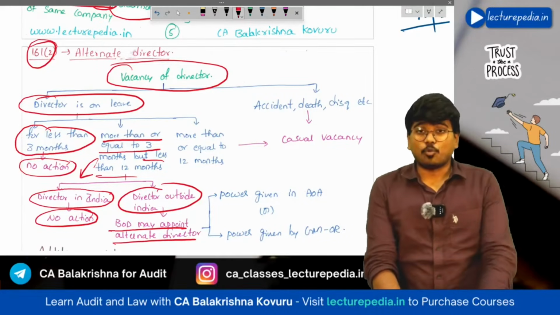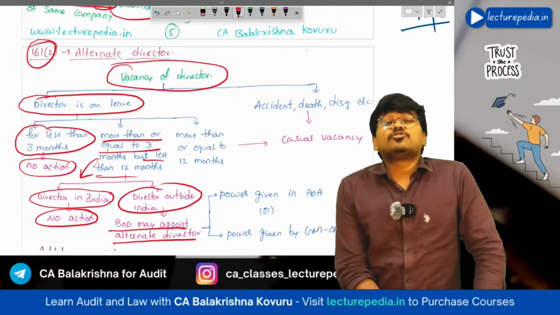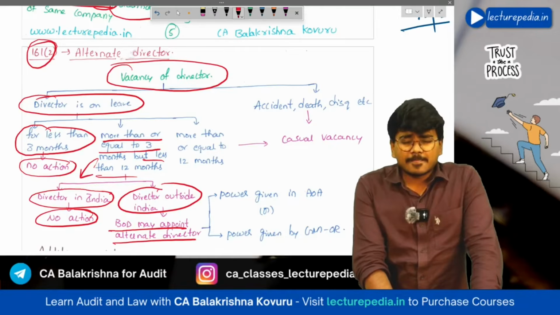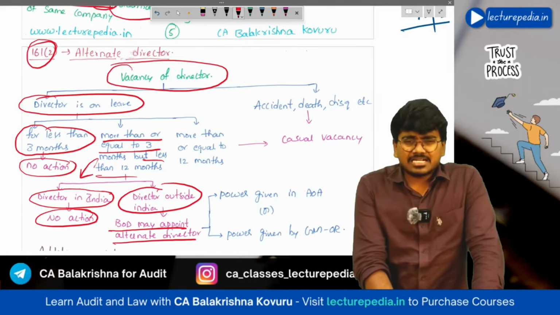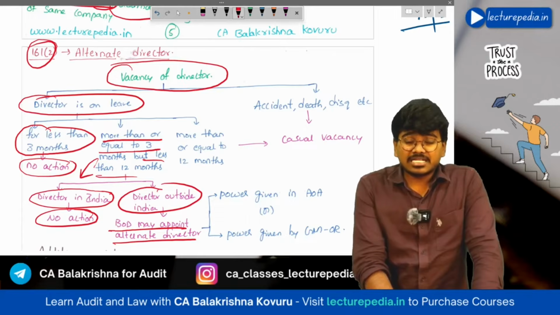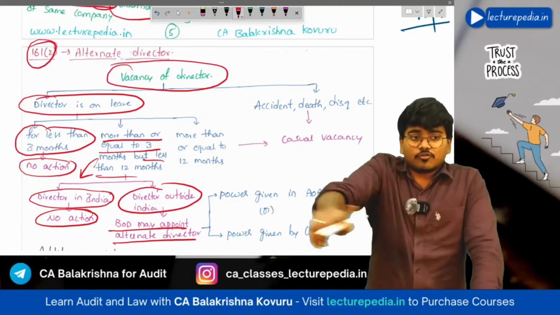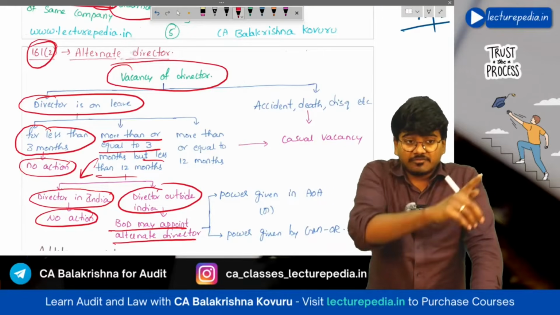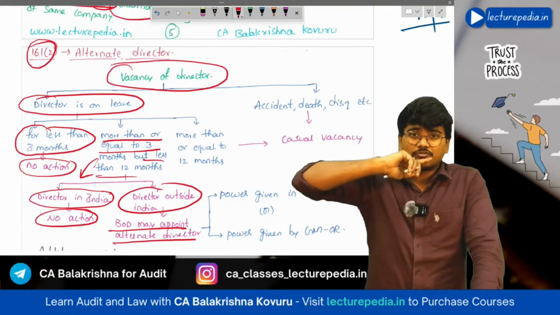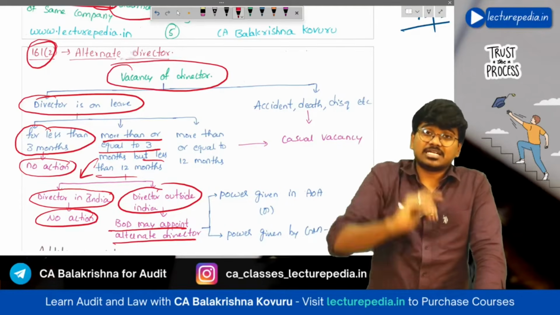Casual vacancy. Why will a casual vacancy be created? Basically, in Chapter 3, Meetings of Board and its Powers, it says that a director must attend at least one board meeting in a period of 12 months. If he doesn't attend at least one board meeting in a period of 12 months, it will be deemed that he has vacated his office.